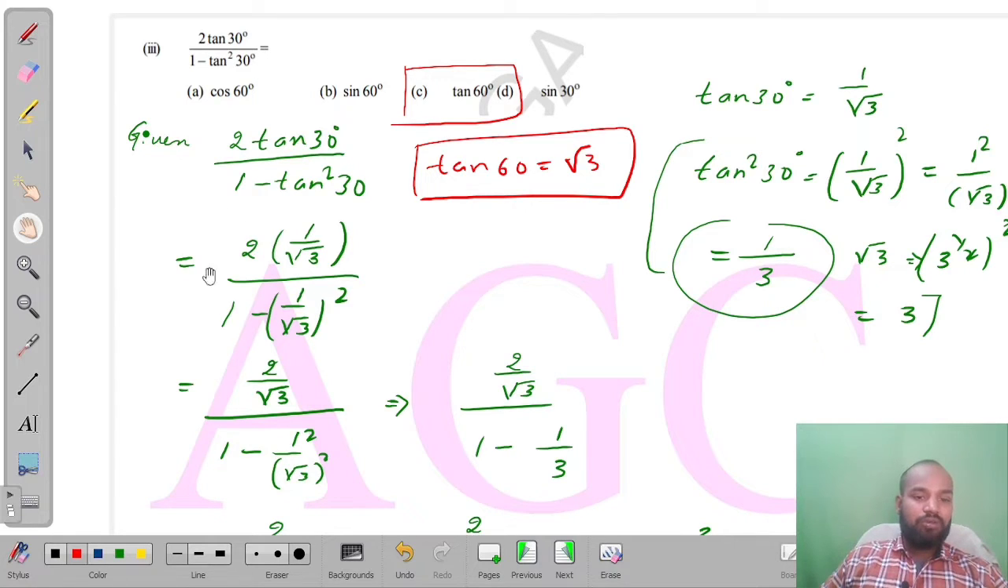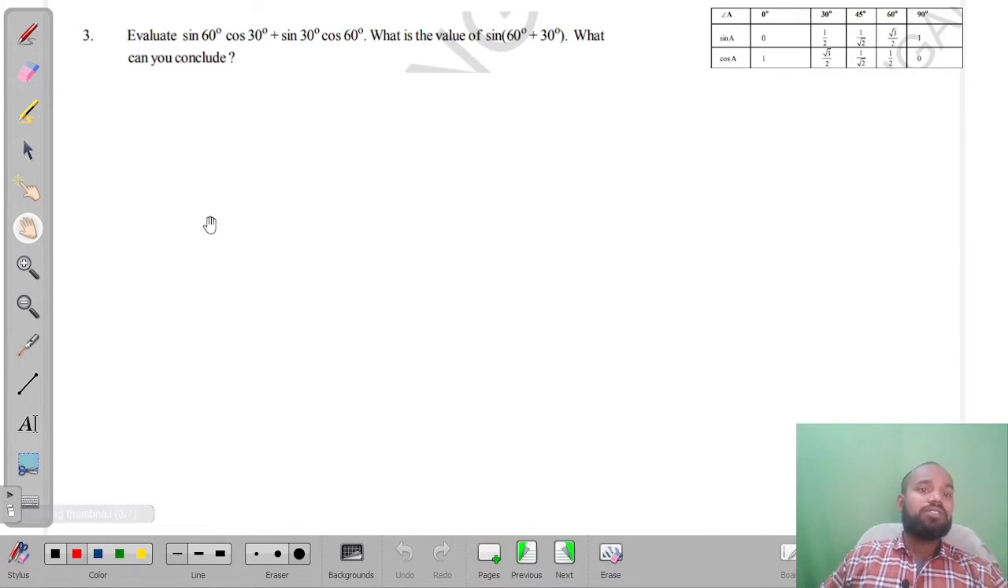Okay, now let us move to the next one. What is the next question given? See here, this is your next question. Evaluate sine 60 degrees cos 30 degrees plus sine 30 degrees cos 60 degrees. What is the value of sine of 60 plus 30? What can you conclude here?